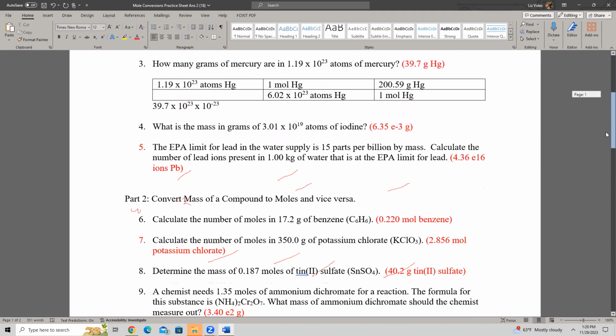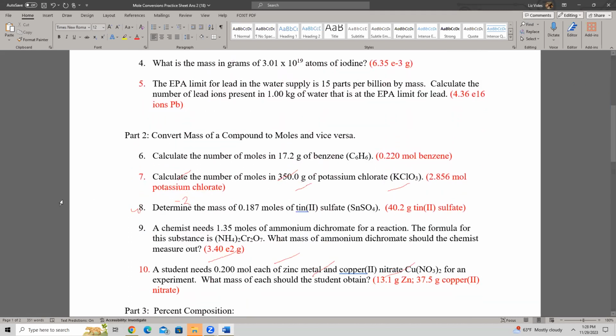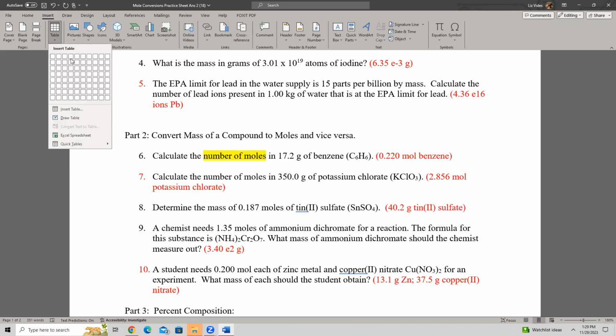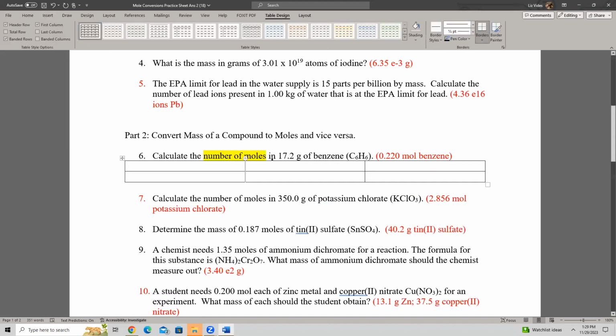All right. So all of these are the same. The ones on the bottom, it's just not going all the way through. Just look at what they're asking. They're asking for number of moles, right? That's what we want to find. I'm going to highlight it so we keep that in mind. So what do we need? All we need is the molar mass. And they gave us the formula in the question, so you know the molar mass.